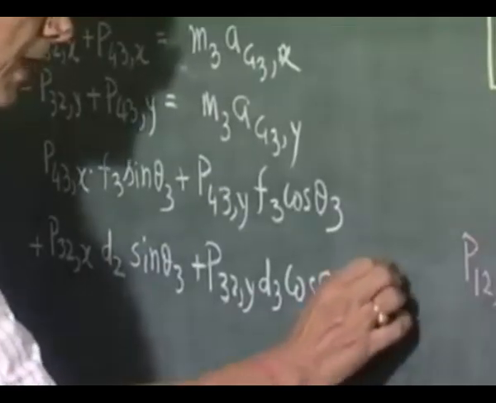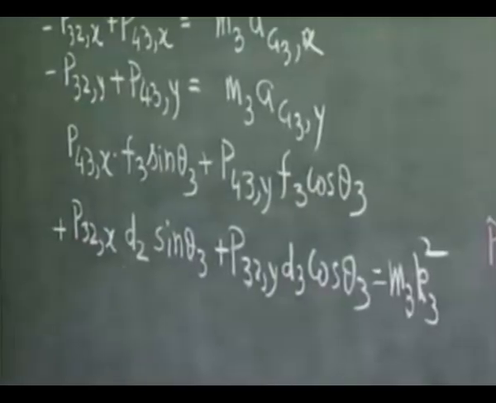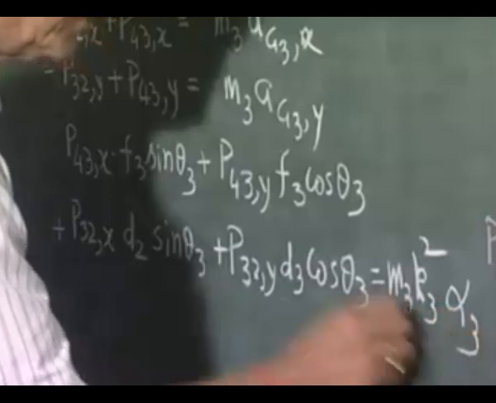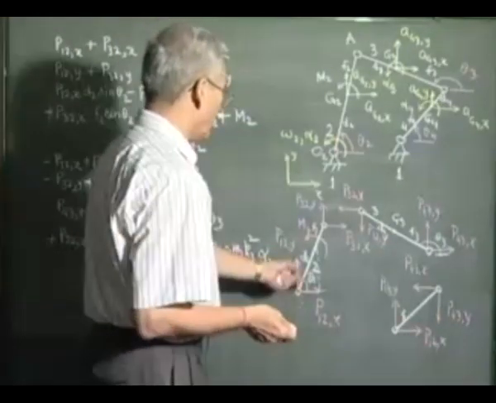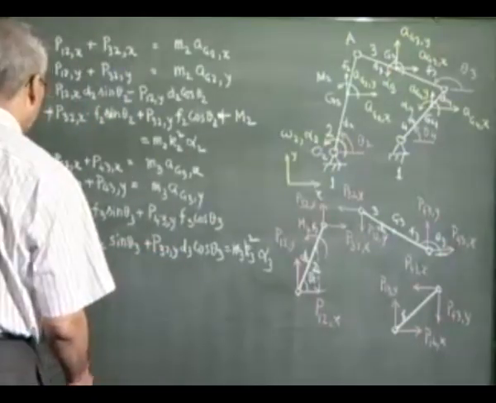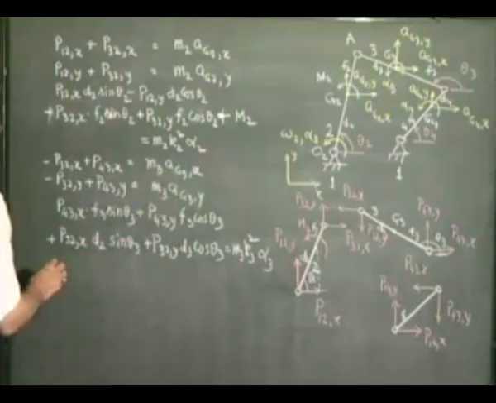There is no other external moment acting here, so the total moment in the anti-clockwise direction must be equal to the moment of inertia of the link about its centroidal axis, that is m3 k3 square alpha 3, where k3 is the radius of gyration and alpha 3 is the angular acceleration. Since the kinematics is completely solved, we know all the acceleration components and the angular accelerations.